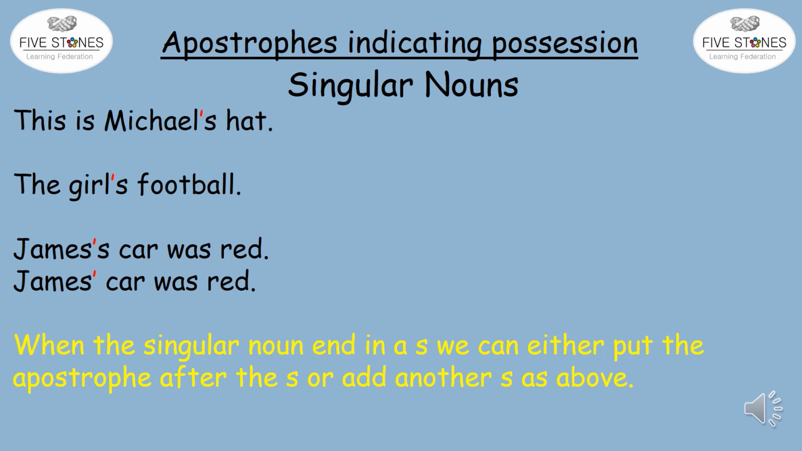Apostrophes indicating possession, singular nouns. This is Michael's hat. The apostrophe comes after the L and we add the S. The girl's football. The apostrophe comes after the L in girl and we add the S. James's car was red. In this case, when the singular noun ends in S, we can either put the apostrophe after the S or add another S as above.